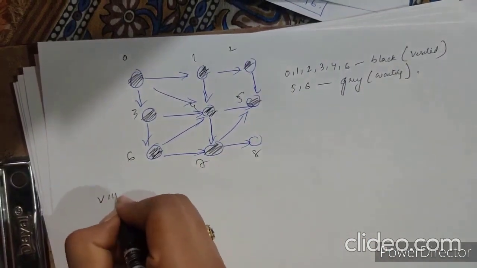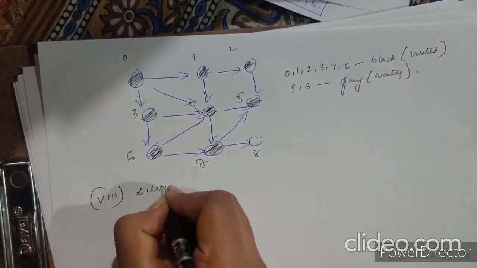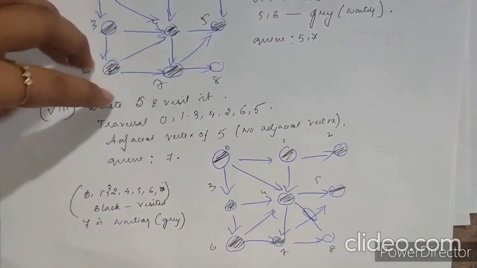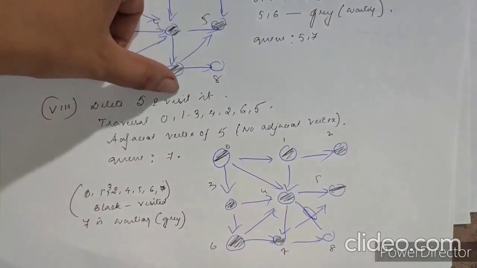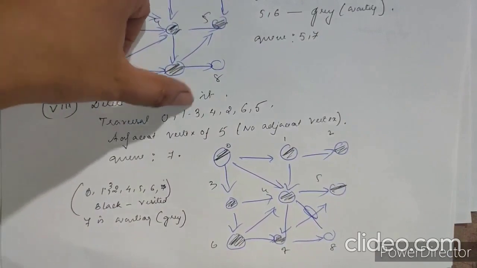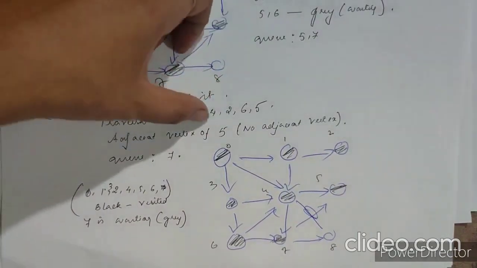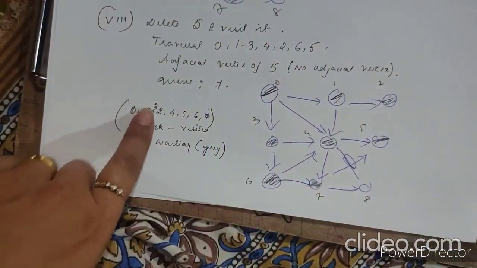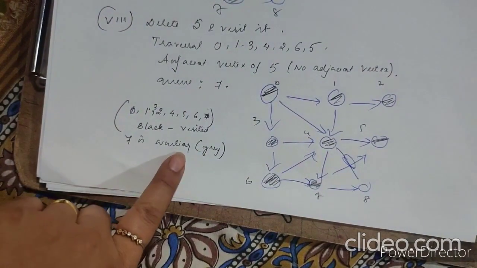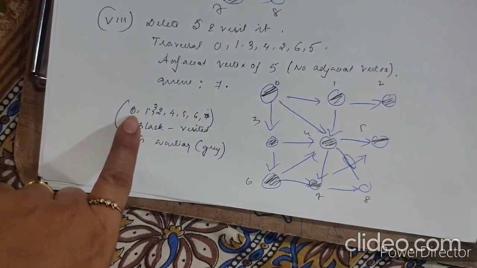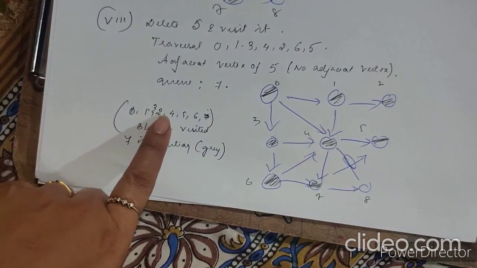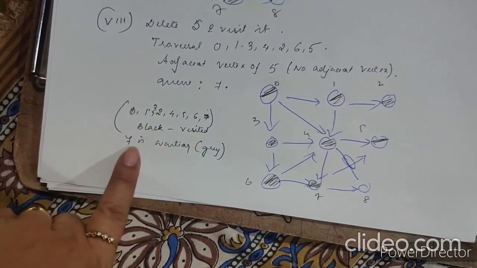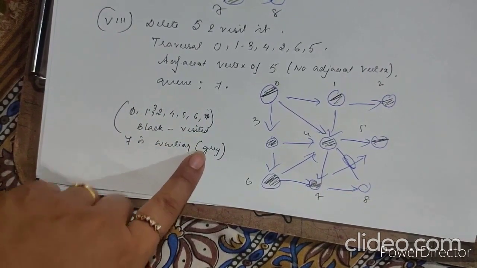All right, next step is delete. The next node to be deleted is 5 from the queue, and visit it. The traversal will be 0, 1, 3, 4, 2, 6 and 5, and vertex 5 has no adjacent vertex, right? So the queue will remain with 7. Now see this, here you can see that 0, 1, 3, 4, 2, 6 and 5 are highlighted with black, that is visited, and 7 is waiting, which is denoted by gray.